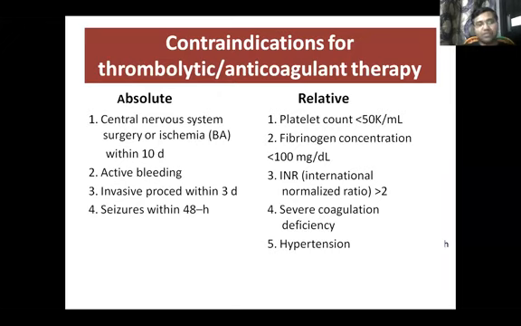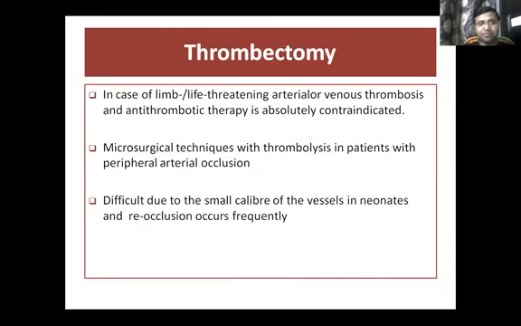Relative contraindications: platelets below 50,000, fibrinogen below 1 gram per liter, or 100 mg per dL, INR more than 2, severe coagulation deficiency, hypertension. These are relative, but you have to weigh the risk and the benefit.